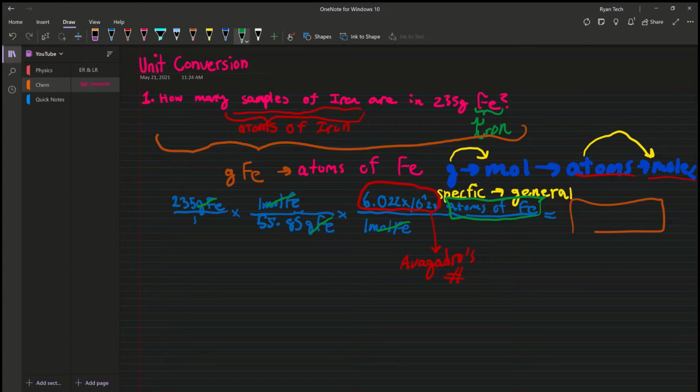235 divided by 55.85. You should get 4.207 or something along those lines. And then I'm just going to take that answer and times it by 6.022. I'm going to add the 10 to the 23 afterwards because it would make things too confusing. Then I got 25.33. And then for the 10 to the 23, I'm just going to say times 10 to the 23. And don't forget your units, atoms of Fe.